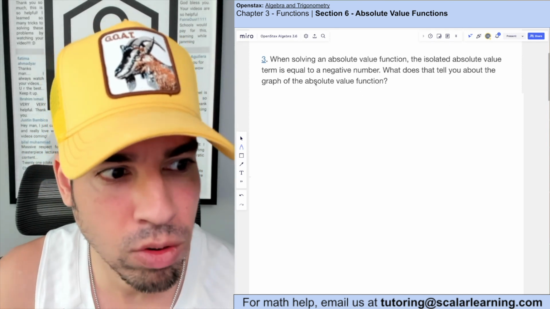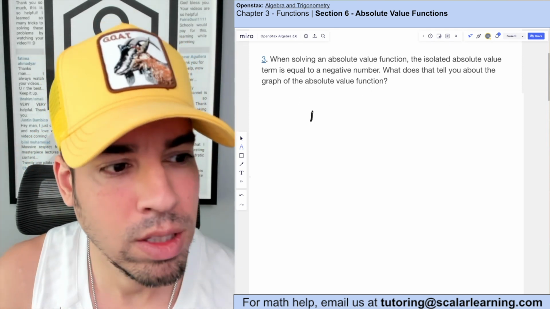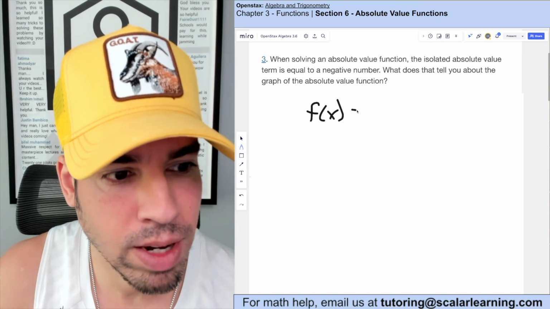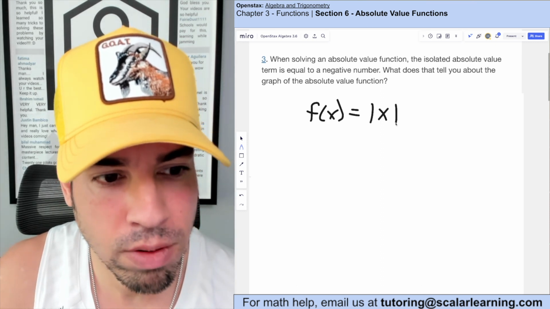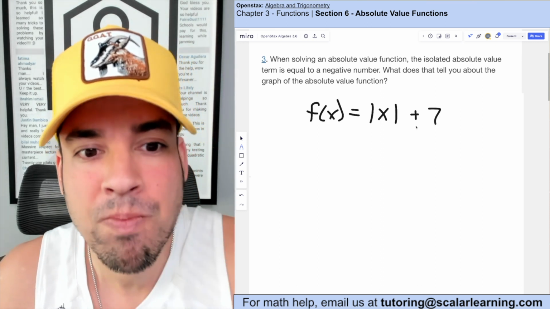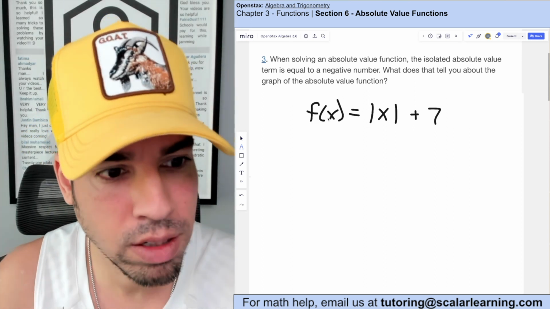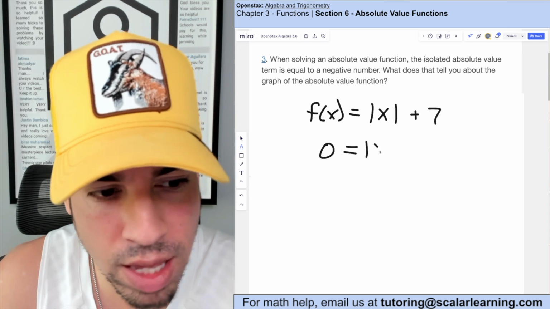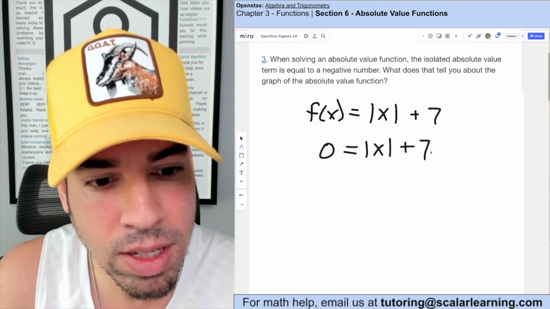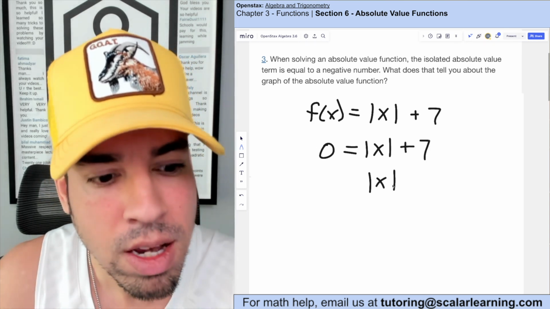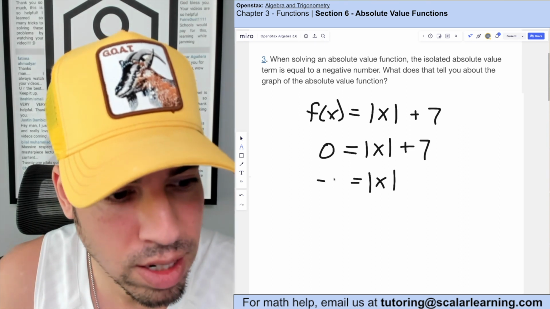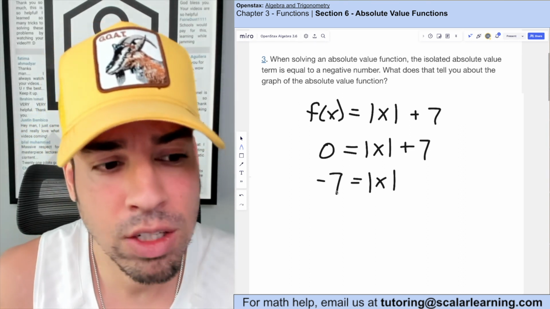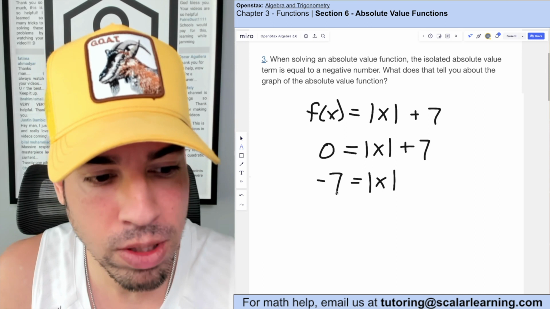When solving an absolute value equation, the isolated absolute value term is equal to a negative number. What does that tell you about the graph of the absolute value function? What this means is, let's say we have a function f of x equals the absolute value of x plus 7. Now, if we were to plug 0 in for f of x and then solve for x, we'd have 0 equals the absolute value of x plus 7. Then we'd subtract 7 from both sides. Absolute value of x equals -7. So what we've done is we plugged in 0 for the function and we've solved for the absolute value.